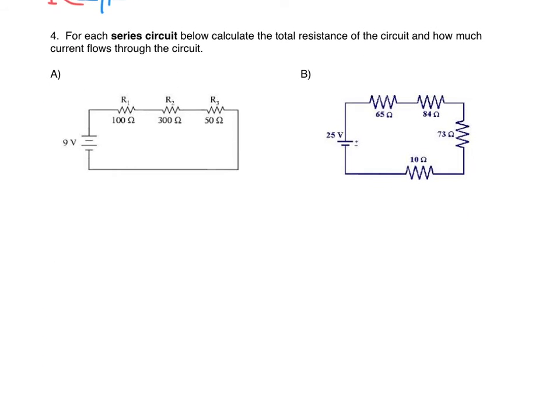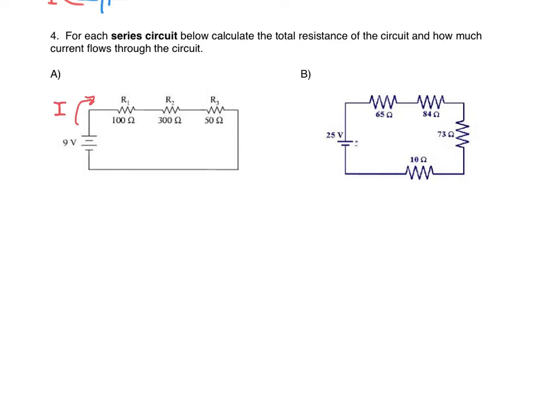So for each series circuit, calculate the total resistance and how much current flows through, right? So, all right, let's look at A. We have 3 resistors or 3 light bulbs here in series. We know it's series because there's only one path for the current, round and round, like our racetrack. And we want to figure out how much current flows. That's ultimately the deal here, how much current flows.